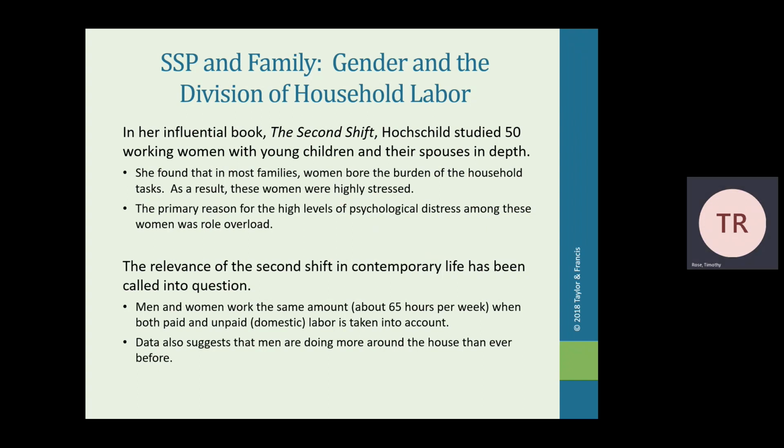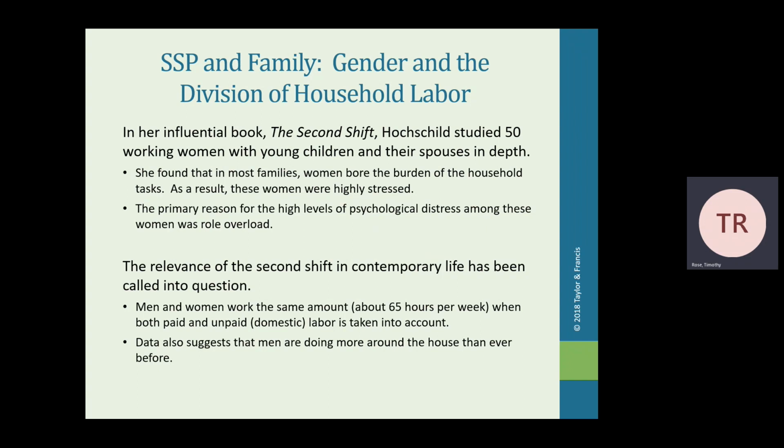A big part of it is gender differences in meaning, but we'll get into that in the next slide. The thing this slide wants to emphasize to you is that this difference does exist and that this difference in proximate structure has an impact on individual level personality and outcomes. This unequal distribution of household labor typically results in elevated levels of psychological distress among women due to role overload. And as such, the relevance of the second shift in contemporary life has been called into question.